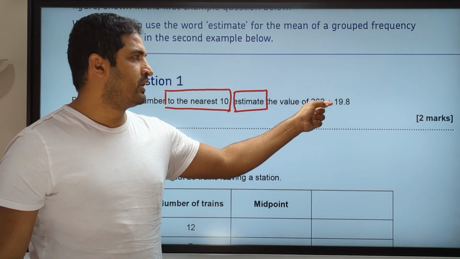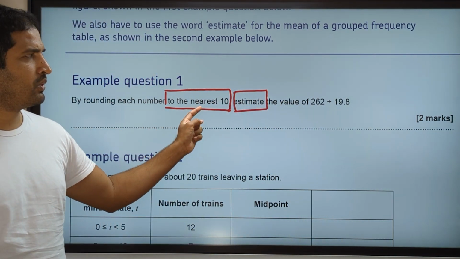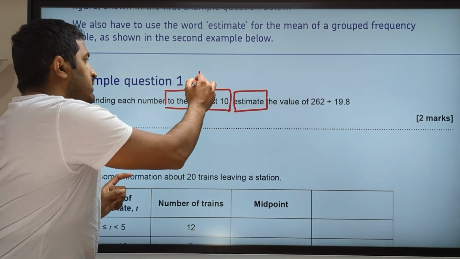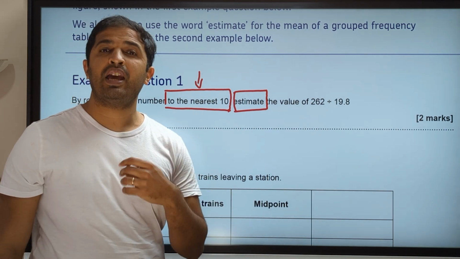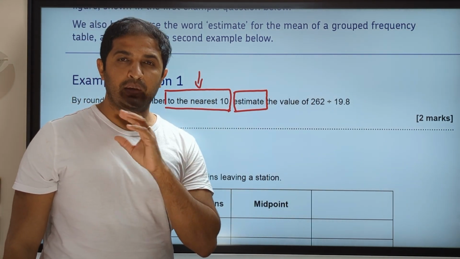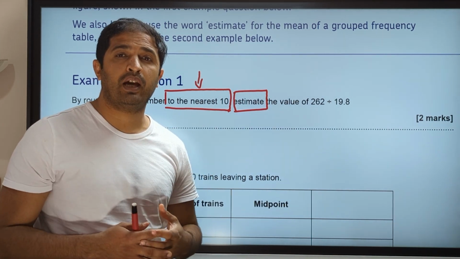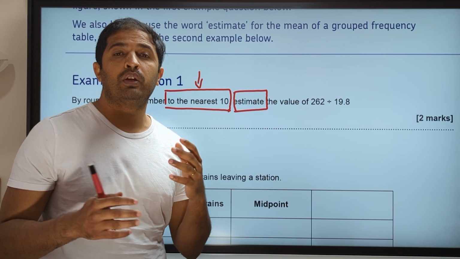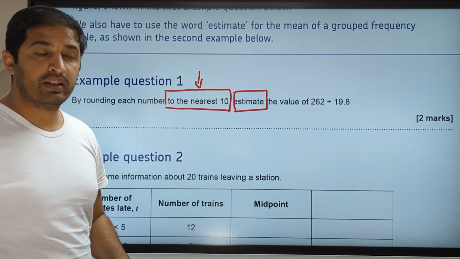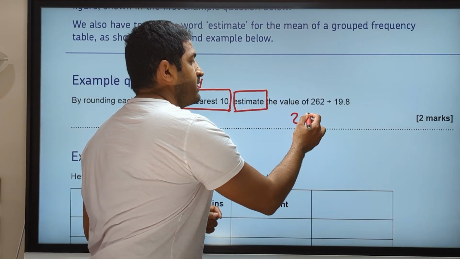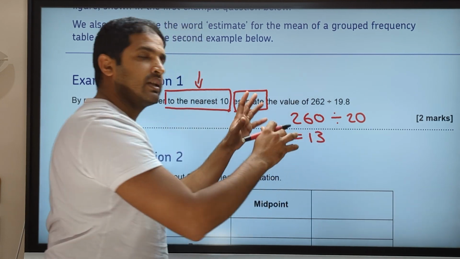The value of 262 divided by 19.8. And that's how straightforward it is. You have to round it to 10 and then estimate. If this box is missing, then you always round to one significant figure when it comes to estimate. Why? Because if you only have 1 digit with the numbers, then it's easier to work with that in your head. You have to know your up to 10 times table to work out the answer to these questions, and that's the reason we always round to one significant figure. So here we can do that as 260 divided by 20 and you get 13, and that's done.